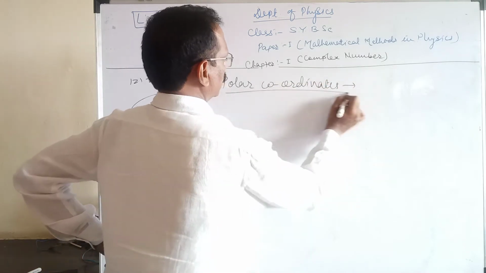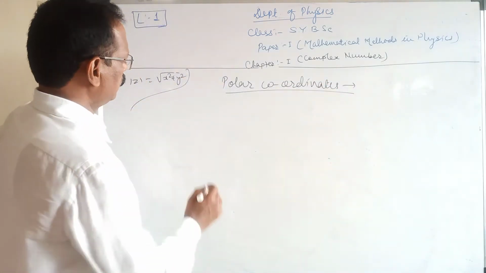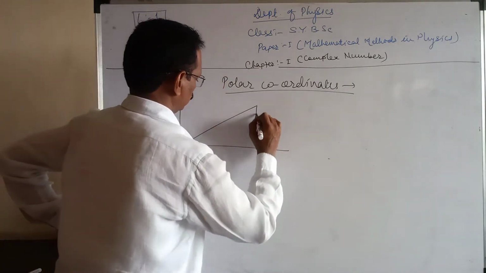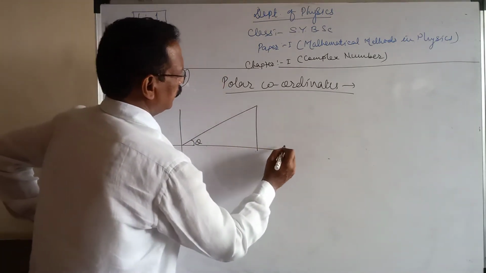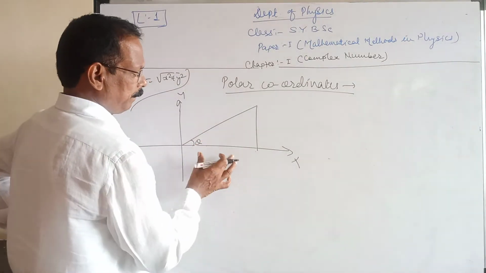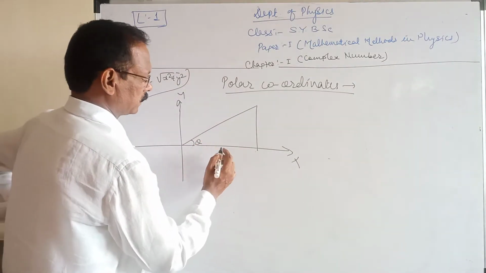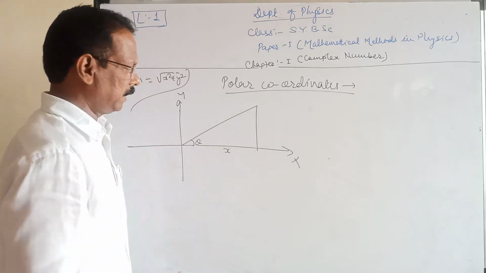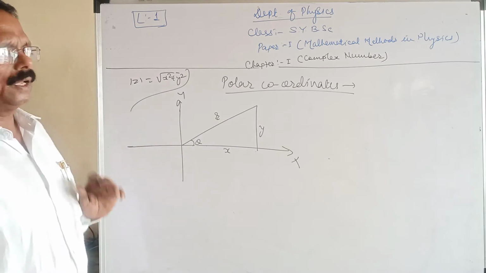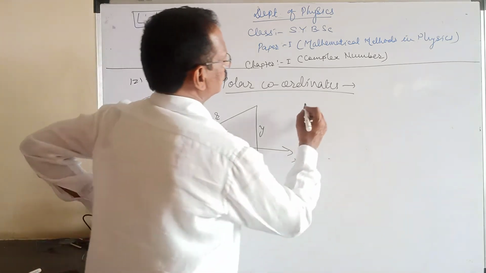What are polar coordinates? For that we have to draw one figure. Suppose this is the figure, and suppose this is theta. This is the x-axis and this is the y-axis. This position is along the x-axis, so we write this is x, this is y, and this is r.